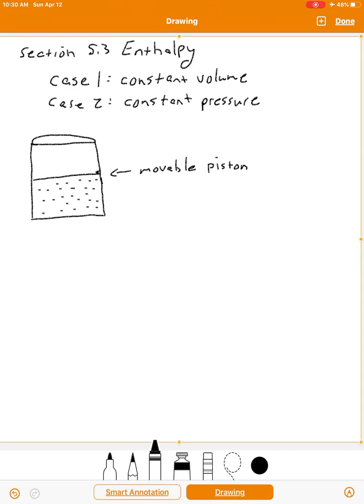So I'm going to put a little locking mechanism there so that it cannot expand, right? The piston can't move up beyond those two points. So its volume is locked in. And now what I'm going to do is I'm going to add some heat. Bunsen burner, right? We're going to add heat to that.